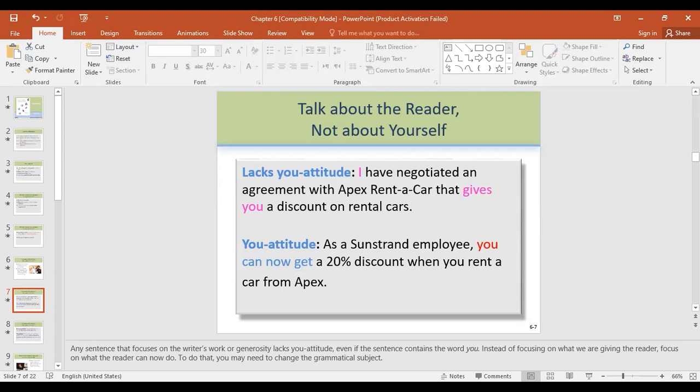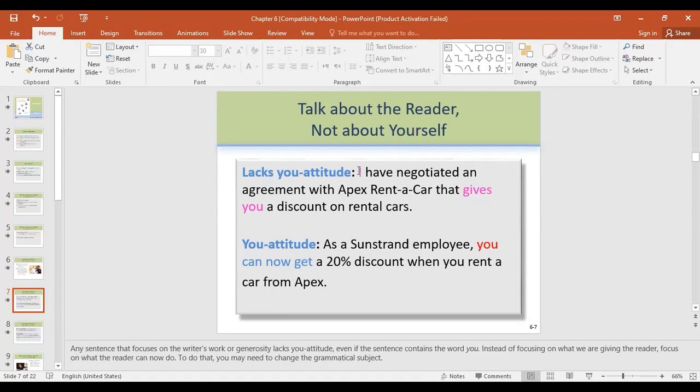But the next sentence starts with: as a Sunstrand employee, you can now get a 20% discount when you rent a car from Apex. So we can see the differences between these two sentences. Again, I have negotiated an agreement with Apex Rent a Car that gives you a discount. So avoid using I, as we said before. Focus on what you can give to your reader.